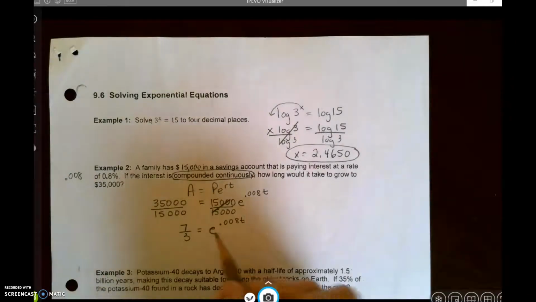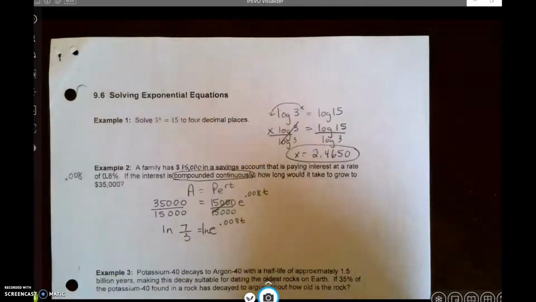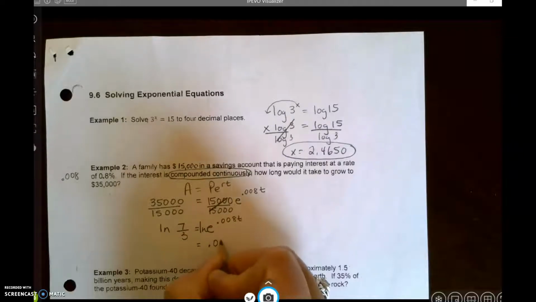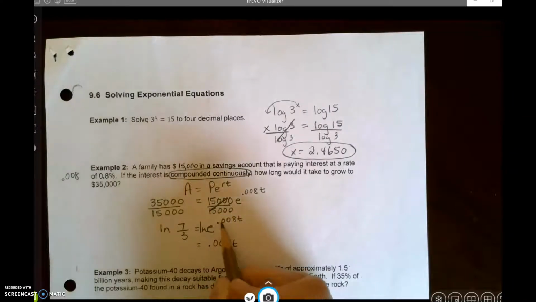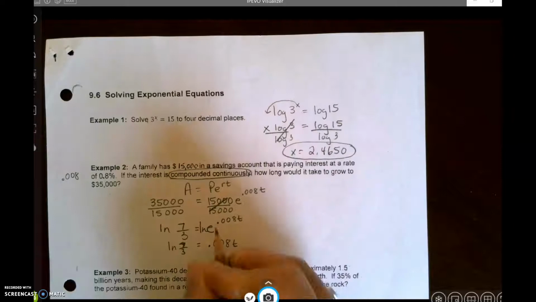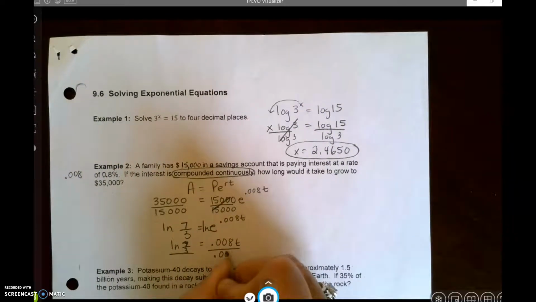Now that I have the e alone, I can take the natural log of each side. When I do that, this is simply going to be 0.008t, because remember the base is e. E to what power is e to the 0.008t? Well, it's simply 0.008t equals the natural log of 7/3. Now I'm going to divide, because I'm still trying to solve for t, by the 0.008.